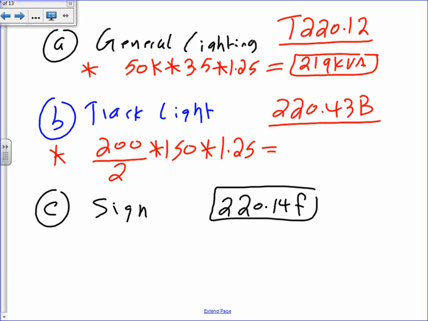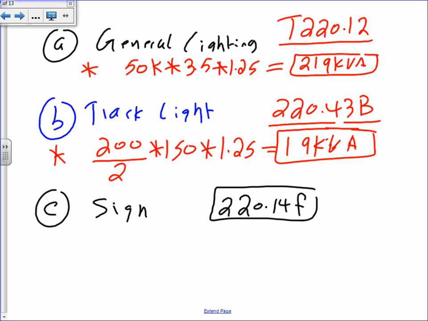Okay, so what's the answer for this one? Anybody came up with 19 kVA? Anybody came up with that number? Okay, so that's this number.